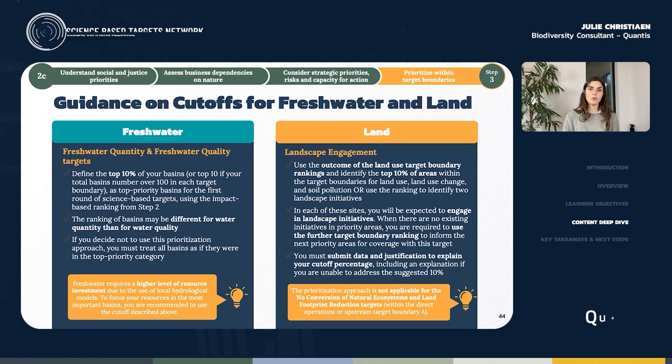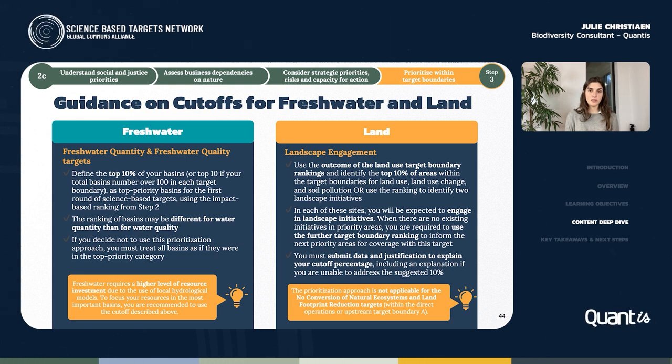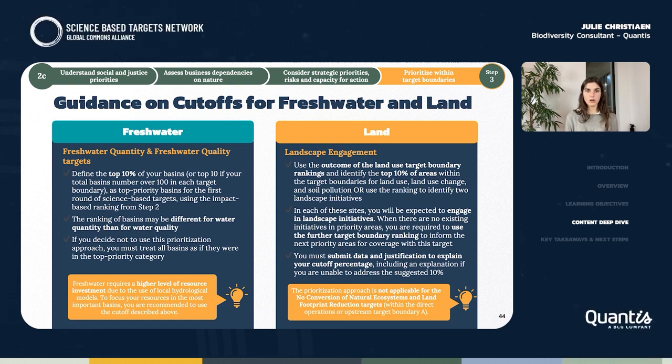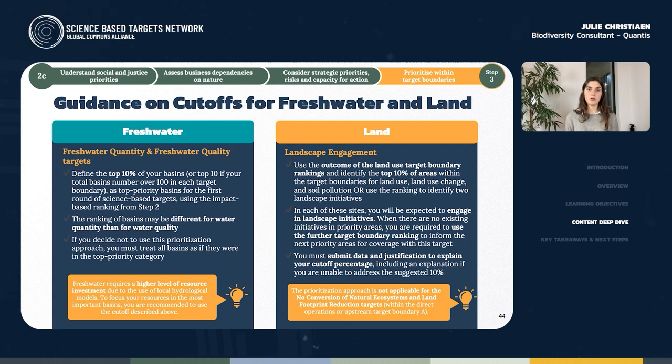To zoom in a little bit more on those landscape initiatives, when there's no landscape initiative in priority areas, companies are required to either consult their target boundary ranking to identify the next priority areas to be covered within this target, or develop new landscape initiatives in the top location following the principles outlined by ICL.